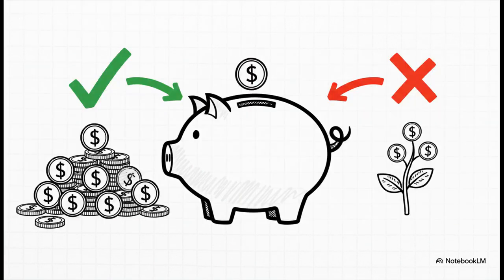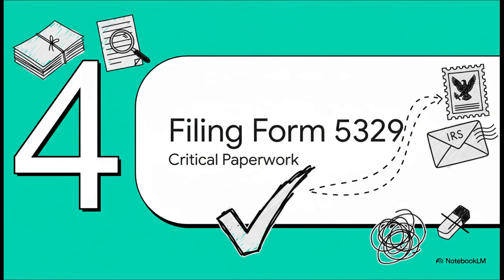Now here's a subtle but really valuable detail about that corrective withdrawal. You only need to take out the original RMD amount that you missed. You do not have to go back and figure out any earnings that money might have generated while it was sitting in the account. You're just making the original distribution whole. That's it.